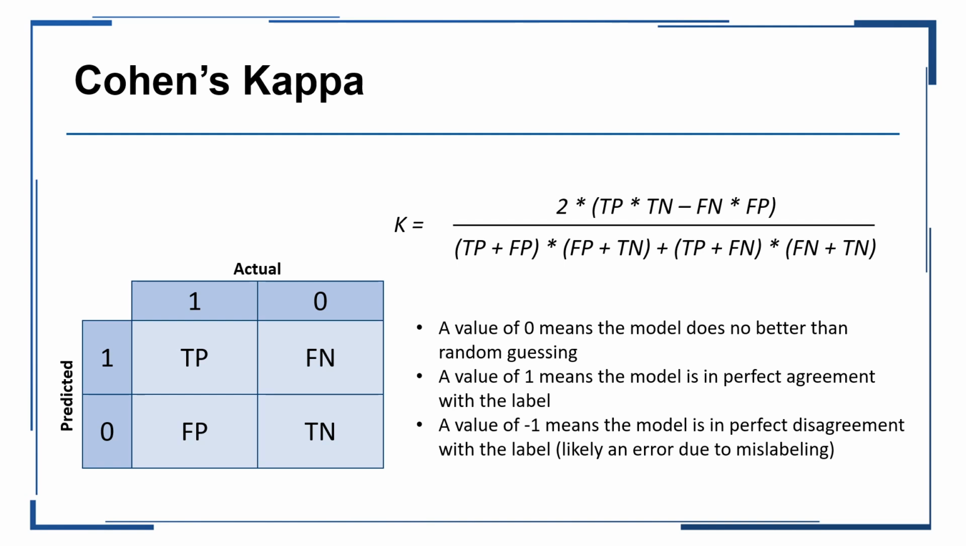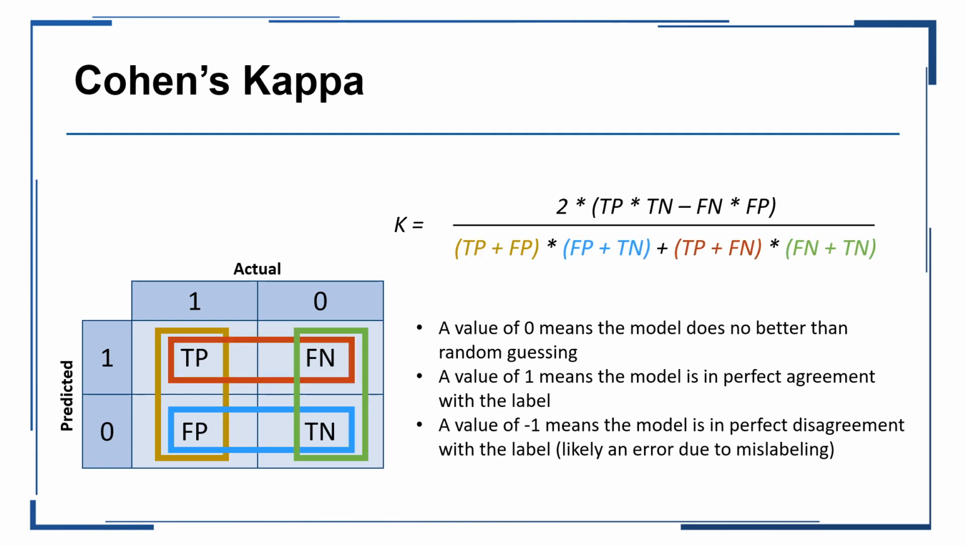It is calculated using the true positive, true negative, false positive, and false negative values, similar to that which we saw with precision and recall. By accounting for the frequency of actual and predicted values, it accounts for the agreement that is likely to happen due to random chance. A kappa value of 0 in this case indicates that the model is performing no better than random chance, while a value of 1 indicates perfect agreement.